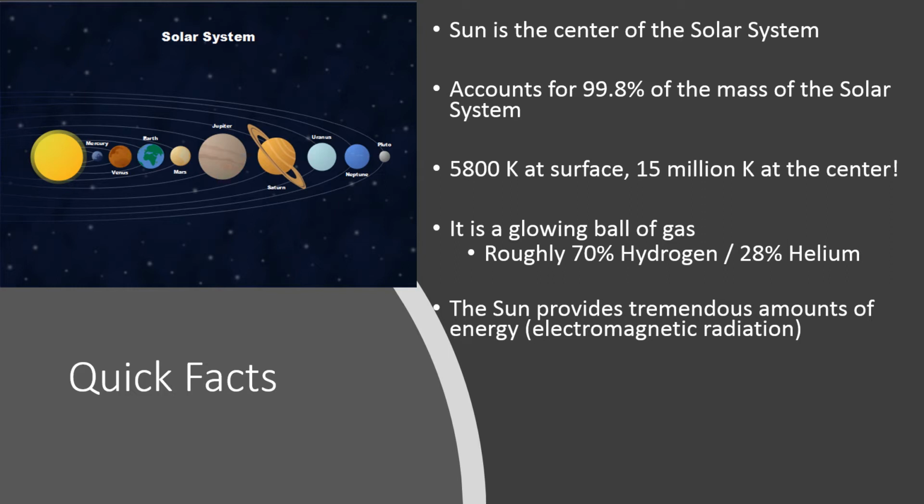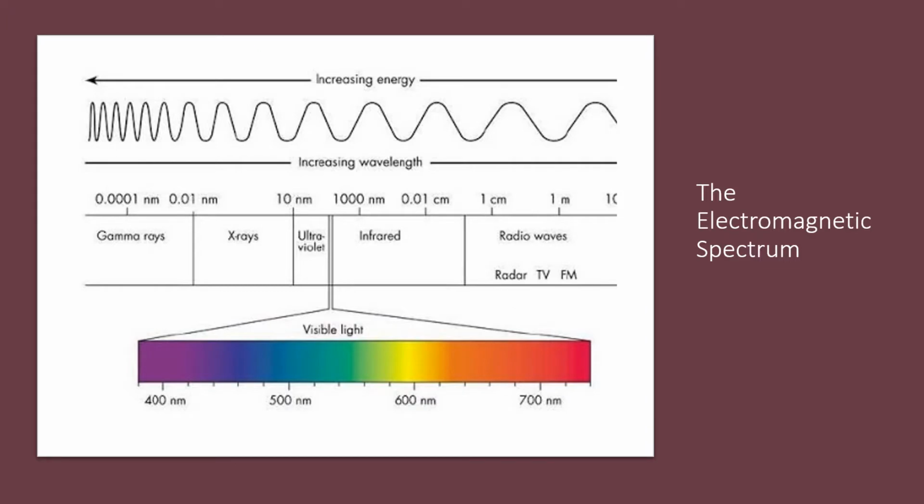Finally, the sun provides a tremendous amount of energy, as I said before, and it does this in the form of electromagnetic radiation. Here is a diagram of the electromagnetic spectrum, and there's quite a lot going on here, so it may look overwhelming at first. It is something we're going to look at quite a bit throughout the course of the year. But for now, let's just look at this sort of in chunks.